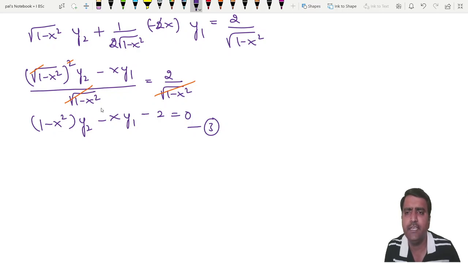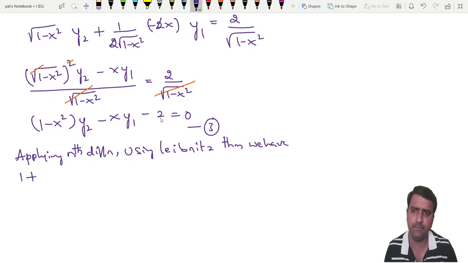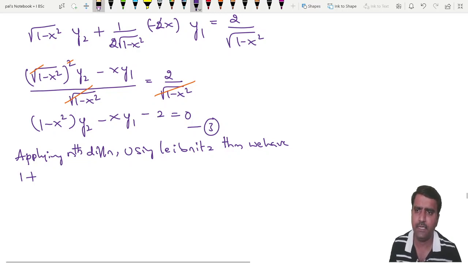Now, here again you differentiate this n times with respect to x. Differentiating 3 with respect to x, applying nth differentiation using Leibnitz theorem. Here use the same method to apply Leibnitz theorem. So it is 1 minus x square.